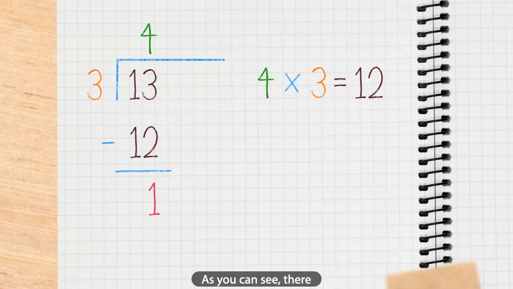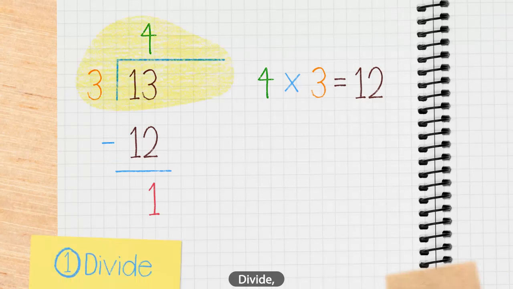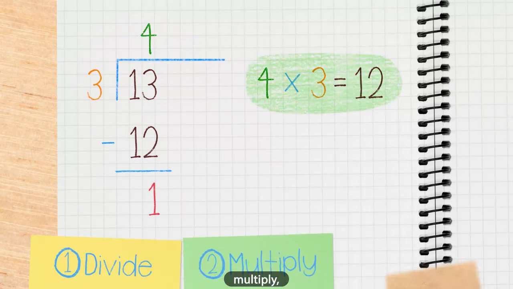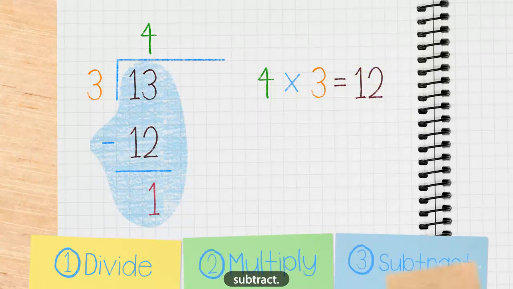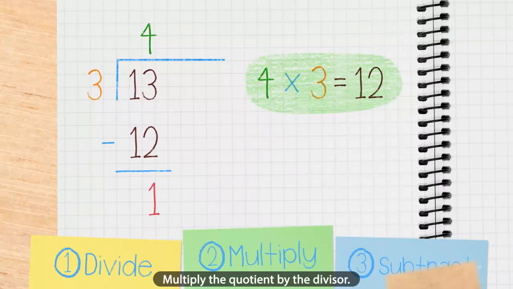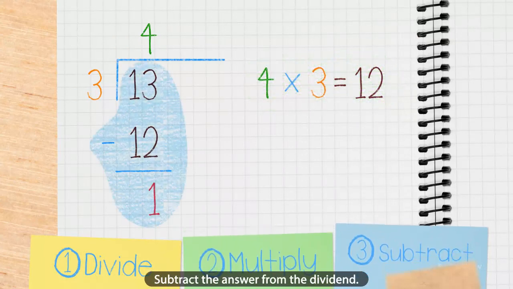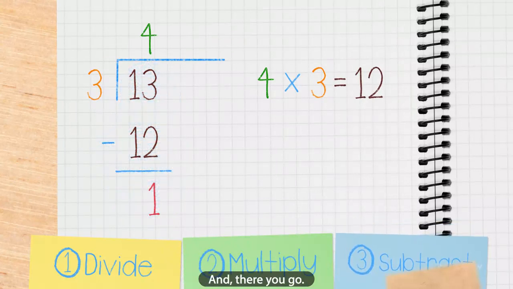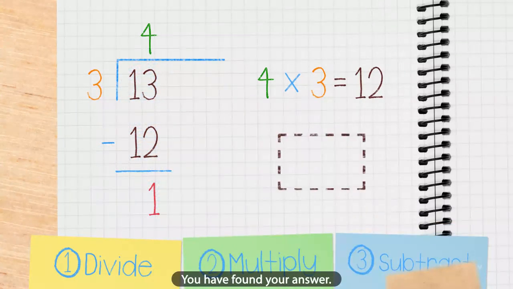As you can see, there are 3 key steps to finding the remainder. Divide, multiply, subtract. Divide the dividend by the divisor. Multiply the quotient by the divisor. Subtract the answer from the dividend. And there you go. You have found your answer.